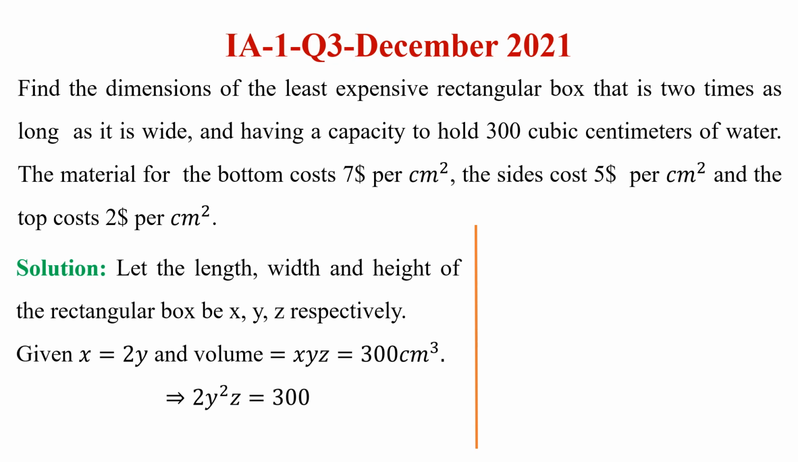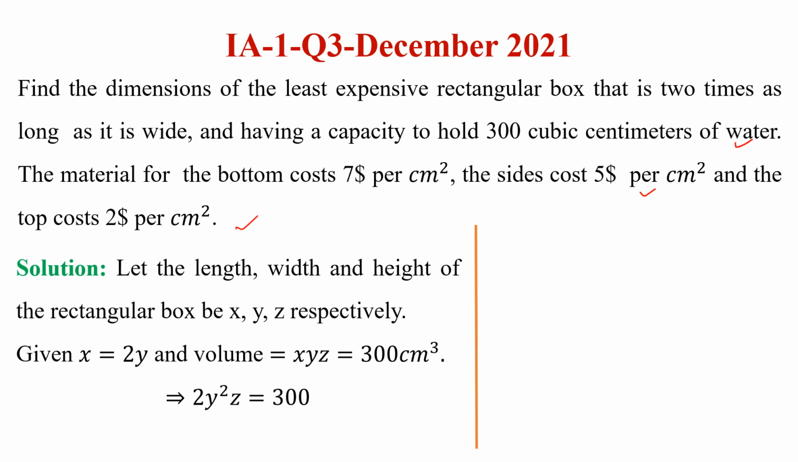Okay, now come to the second question. It is given: find the dimension of the least expensive rectangular box that is 2 times as long as it is wide and having a capacity to hold 300 cubic centimeters of water, and the material of the bottom costs $7 per cm square, the side cost is $5 per centimeter square, and the top is $2 per centimeter square.